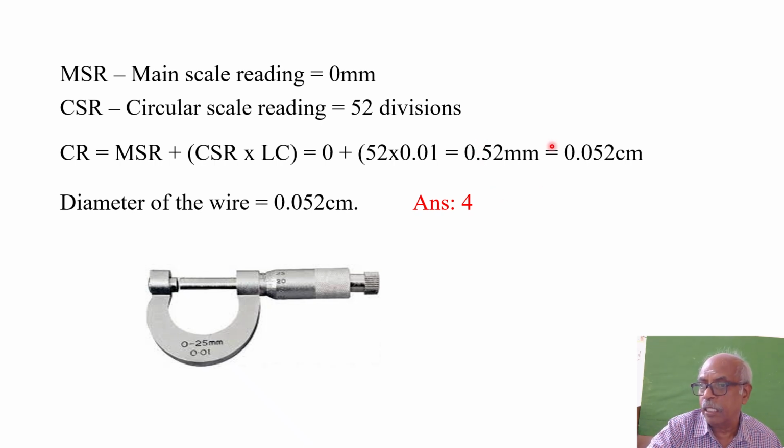How will you convert it to centimeter? Divide by 10. So it is equal to 0.052 centimeter. So the diameter of the wire is 0.052 centimeter. This is the correct answer. So option 4 is the right answer for this question.